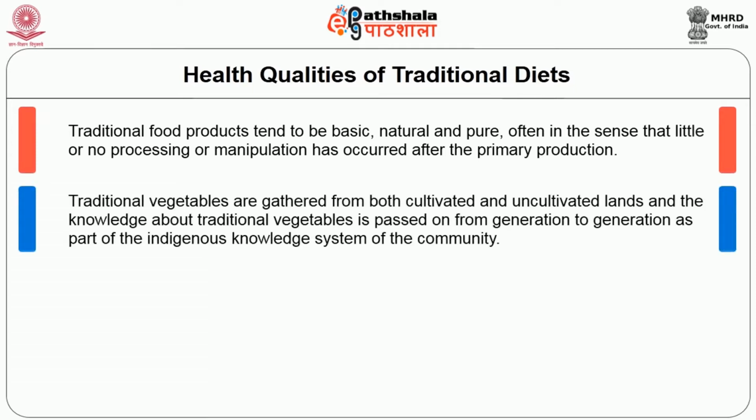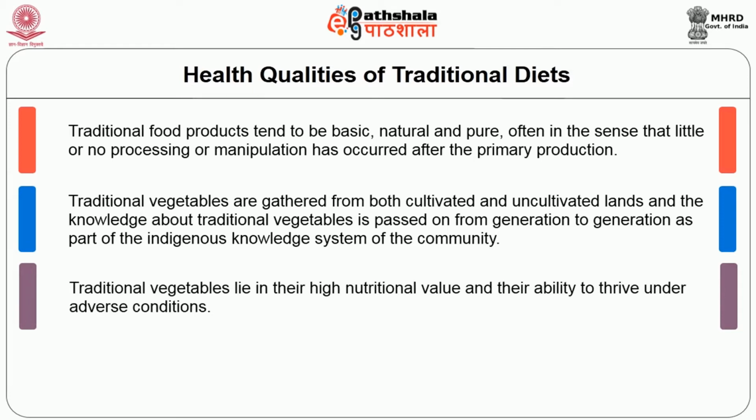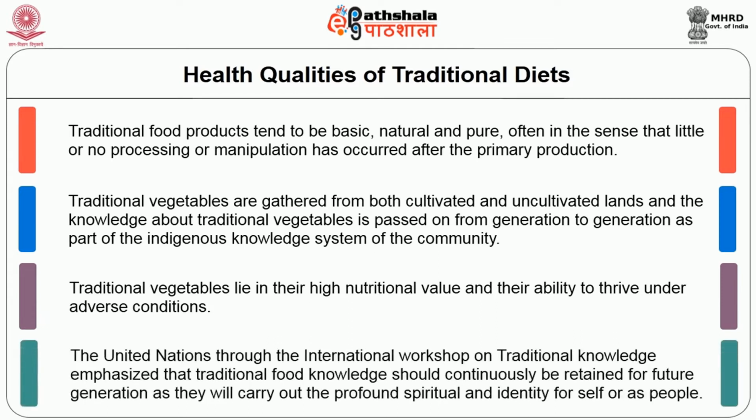Traditional vegetables are gathered from both cultivated and uncultivated lands, and the knowledge about these traditional vegetables is passed from one generation to another as part of the indigenous knowledge system of the community. The strength of traditional foods lies in their high nutritional value and their ability to thrive even under adverse conditions. The United Nations, through their International Workshop on Traditional Knowledge, emphasized that traditional food knowledge should continuously be retained for future generations as it carries profound spiritual value and identity for self as well as other people.